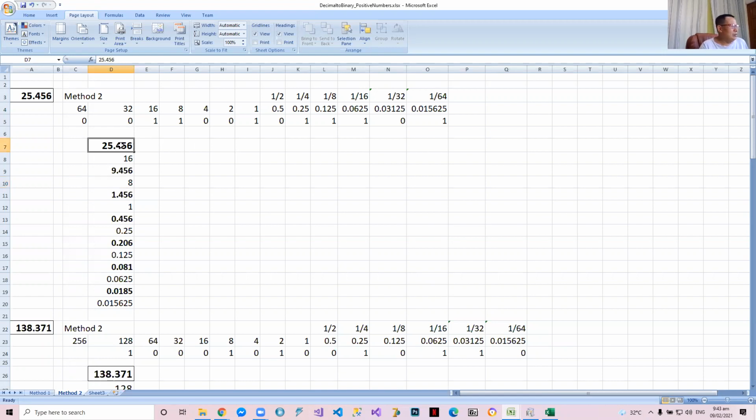Okay? So we lay down the binary series, going to the left and going to the right. So this is 1. 1 times 2 is 2. 2 times 2 is 4. 4 times 2 is 8. 8 times 2 is 16. 16 times 2 is 32. 32 times 2 is 64. Okay, but we only need until 16 because our value is 25.456. Okay, this is the second method. This is the method which I'd like you to use.